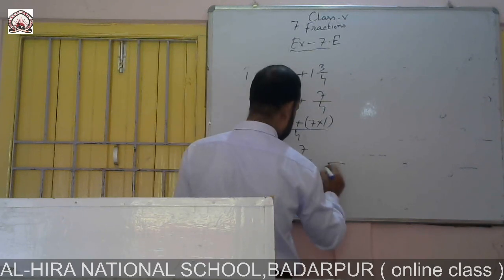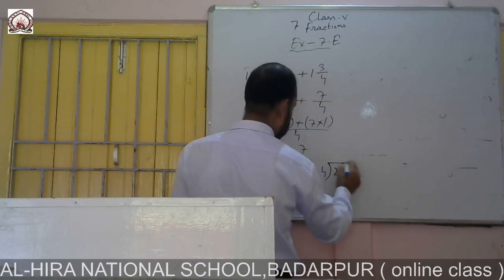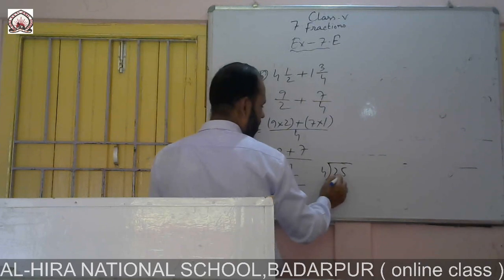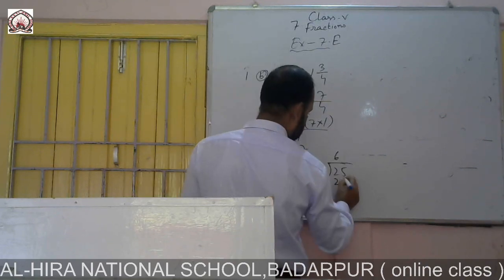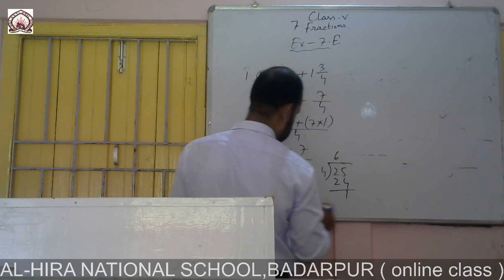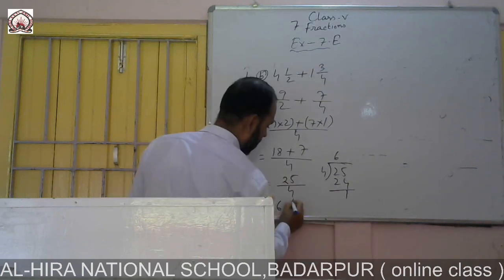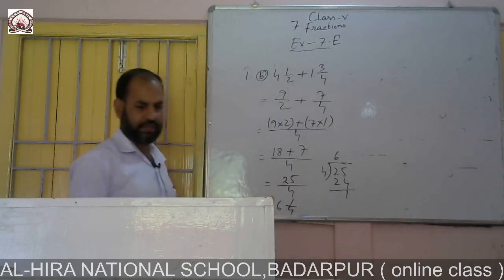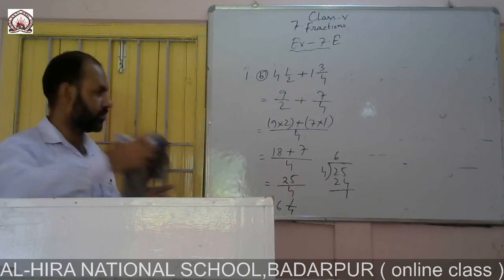Now mixed fraction: 4 into 25, 6 4s are 24, remainder 1. So answer is 6 1 by 4. 6 1 by 4.